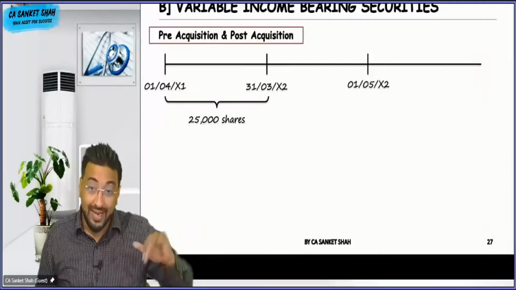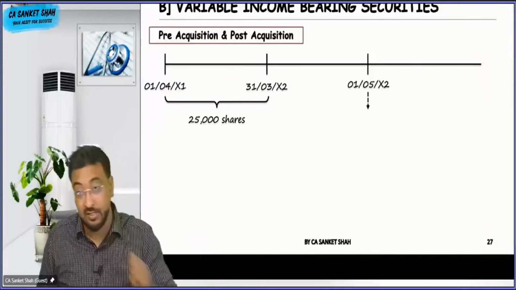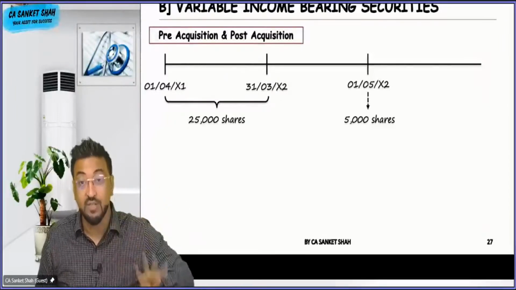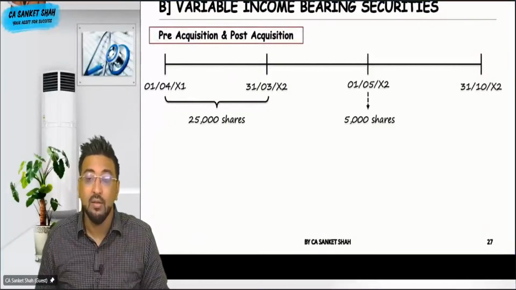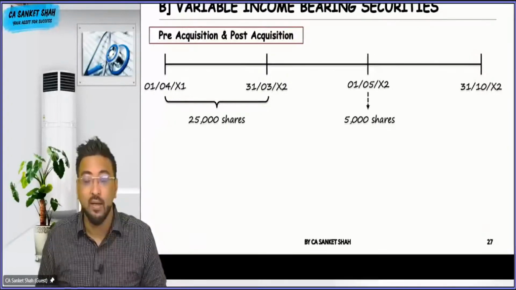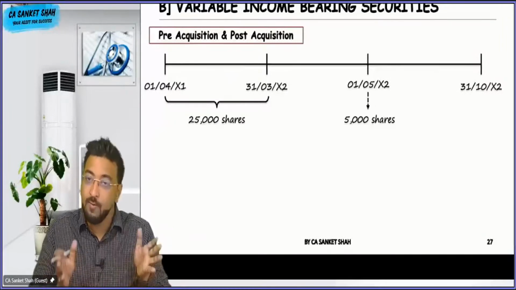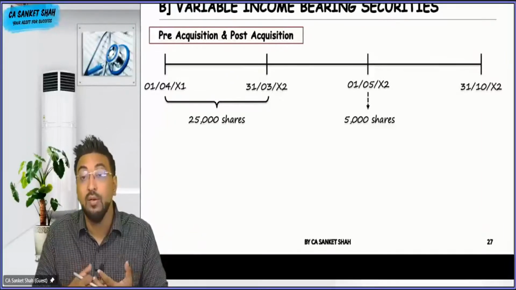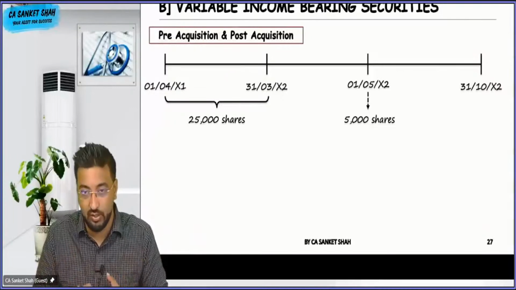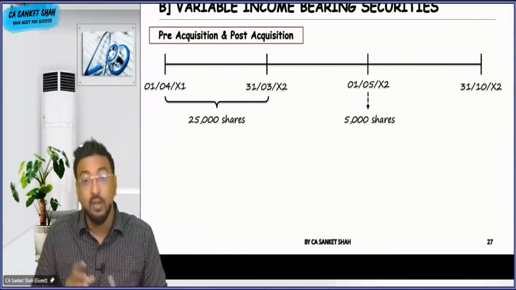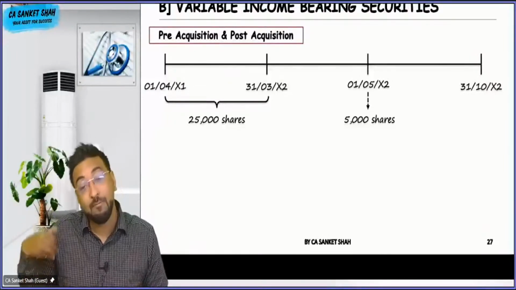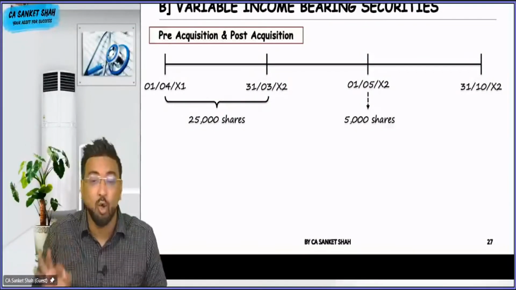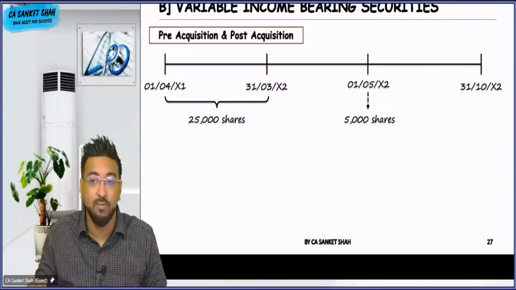Then what happened? In the next year, I bought an extra 5,000 shares. After 1 year, I bought 5,000 shares extra. Normally, what happens in a company? First the financial year ends, then the audit starts. You will get the books of accounts audited from the chartered accountant. Then the board of directors approves it. Then you take the shareholders meeting, and after the shareholders meeting, one date is declared which is called the cutoff date.